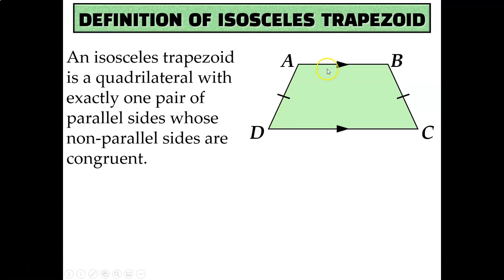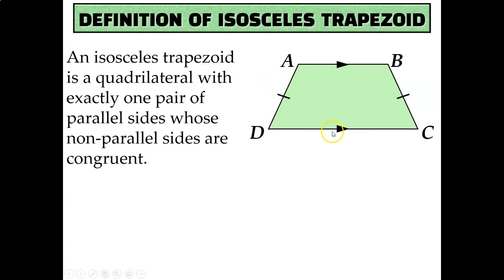It's important to note that if the parallel sides are the ones that are congruent to each other, that actually makes it a parallelogram. We learned that all the way back in the parallelograms video. It was just called the parallel and congruent theorem. If you have a quadrilateral that has a pair of sides that are both parallel and congruent, then it's a parallelogram. So be careful, make sure that the sides that are congruent are the not parallel sides.